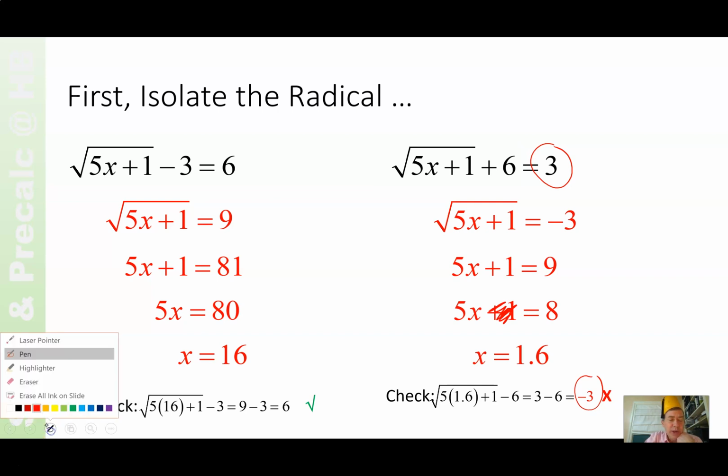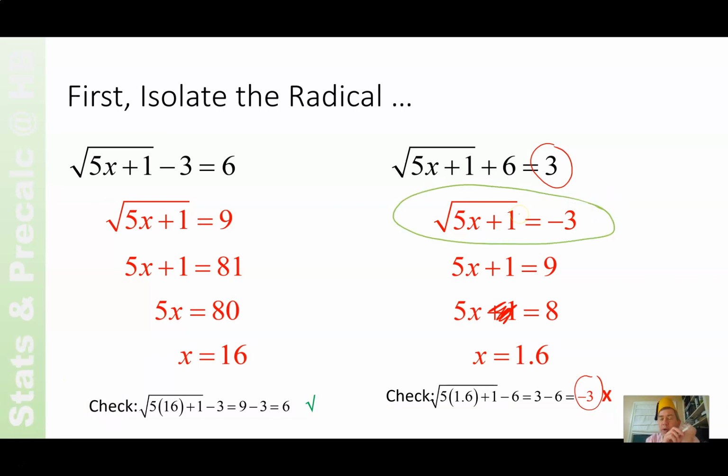One pro tip as you're looking at this: you might have known that it was an extraneous solution on this step because the square root can never be negative. So if you had a square root that was supposed to be negative, you'd know this has no solution, and you could have stopped right there. But there we go. So again, isolate the radical, solve, and check always.